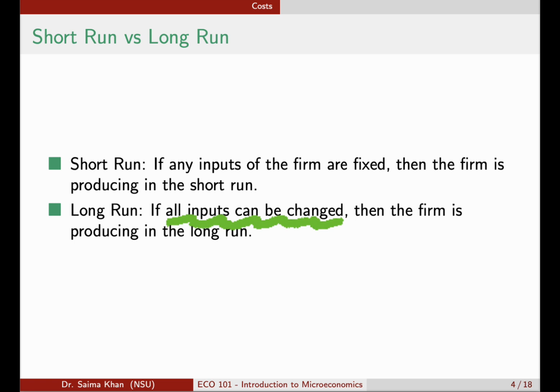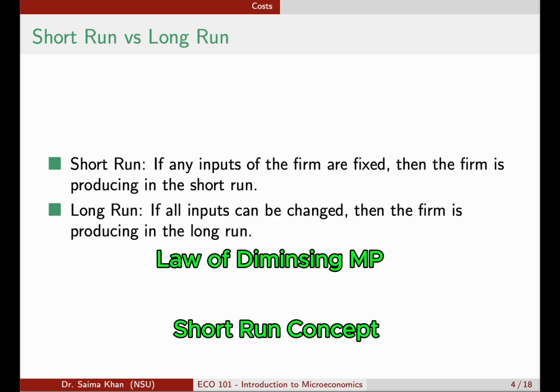On the other hand, the long run is when all of the factors of production can be changed. So for instance, let's say that Rahim Carpenter is in a situation where it can renegotiate its contract, it can get a new workshop, and it can also hire new workers, get new raw material. That is a situation where we would be saying that Rahim Carpenters is operating in the long run.